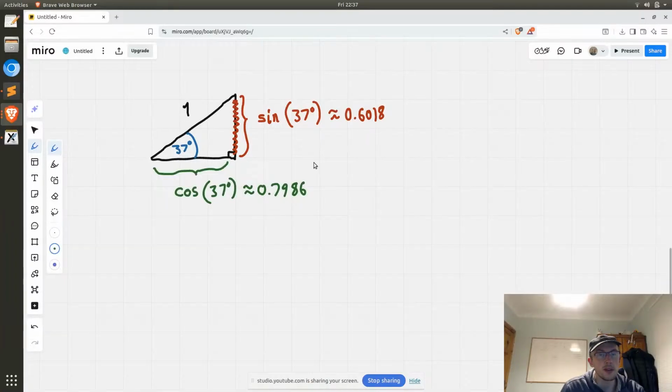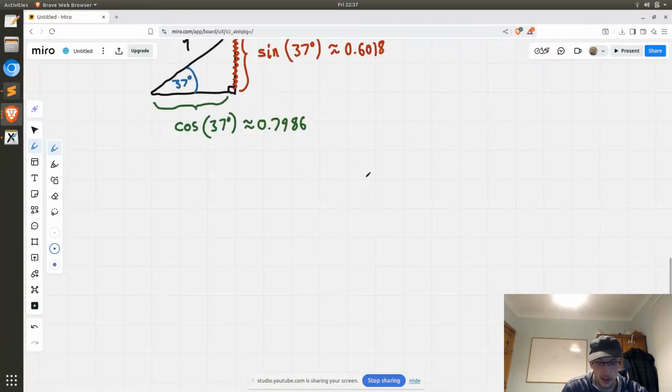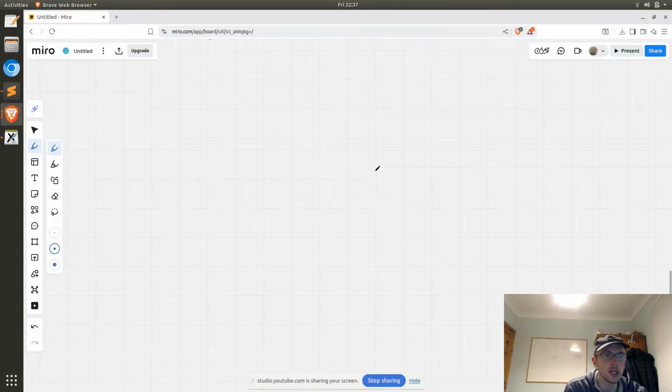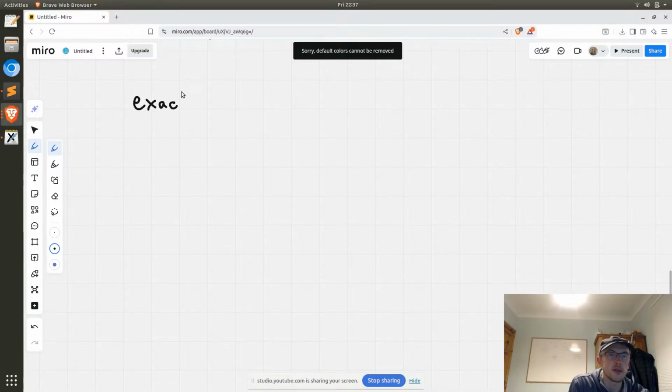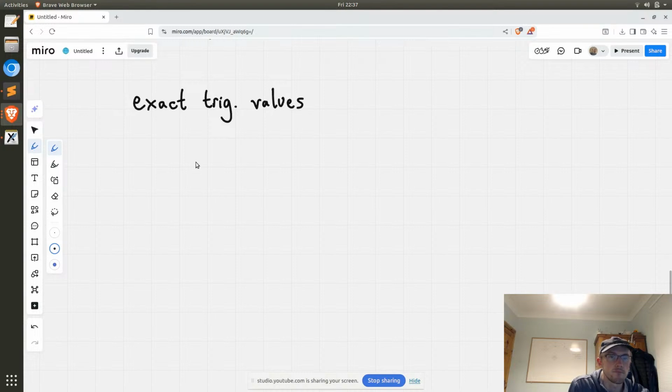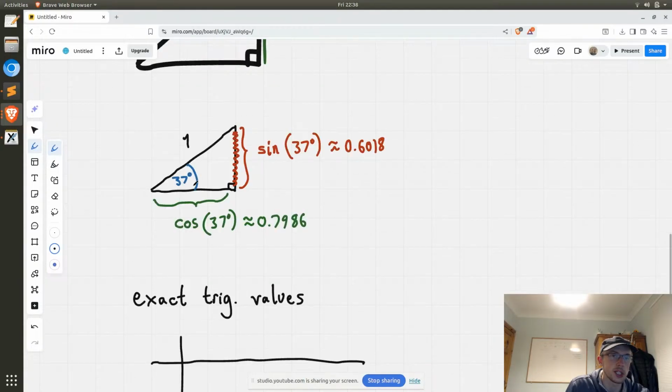Okay, so now that we understand what sine and cosine actually are, we don't feel like we're just mindlessly memorizing. Because I'm about to talk about exact trig values. Now, that focus angle down in the corner, in this case happens to be 37 degrees.